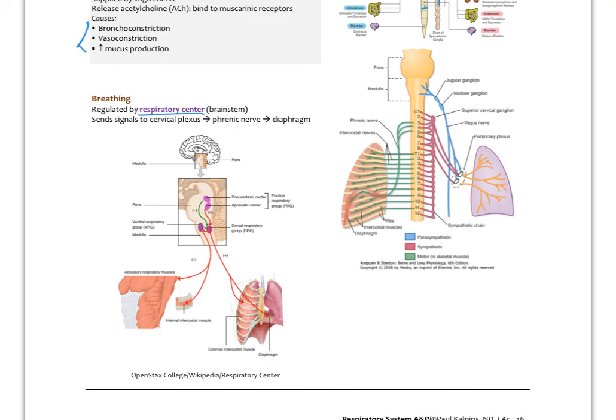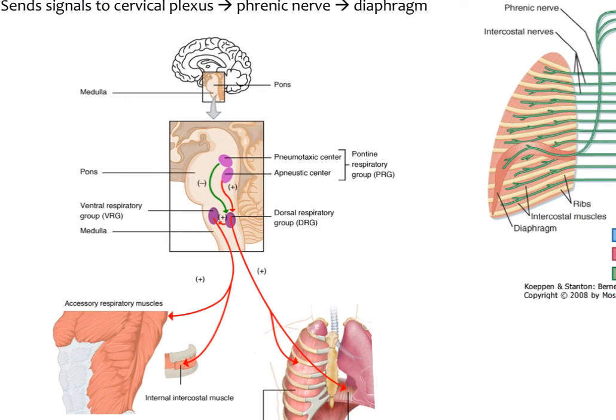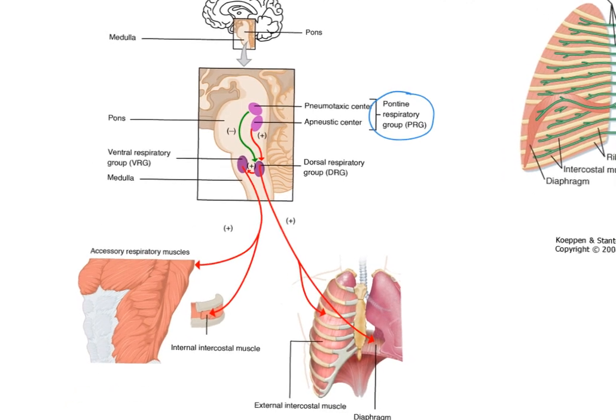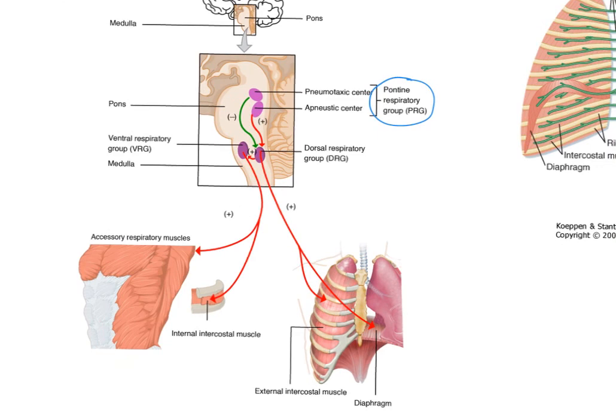And then in the pons, there is a second center here. This is the apneustic and pneumotaxic area, also known together as the pontine respiratory group. So these four sets of ganglia all regulate breathing. They're getting inputs from all sorts of different areas.